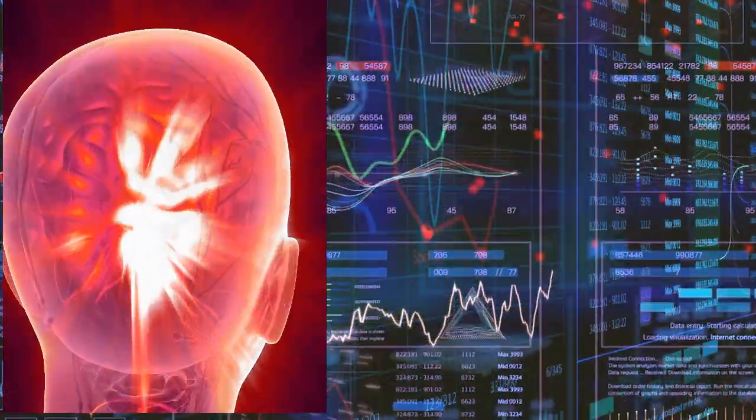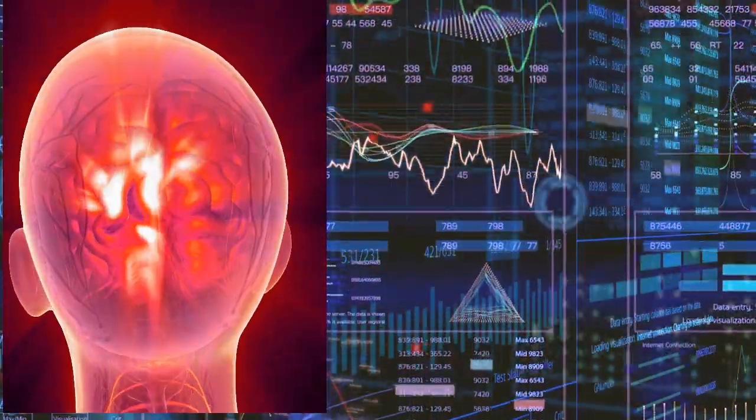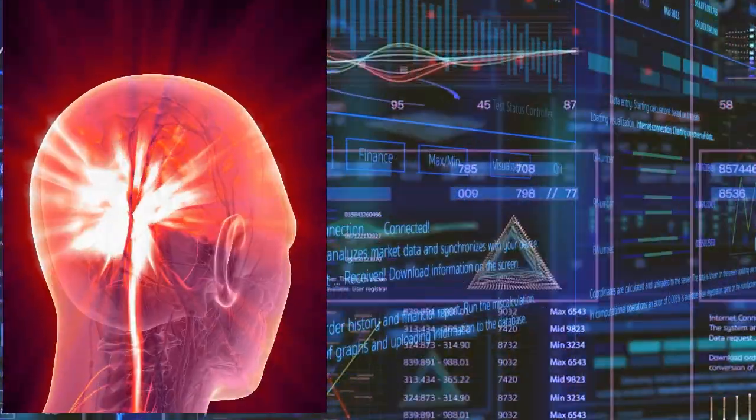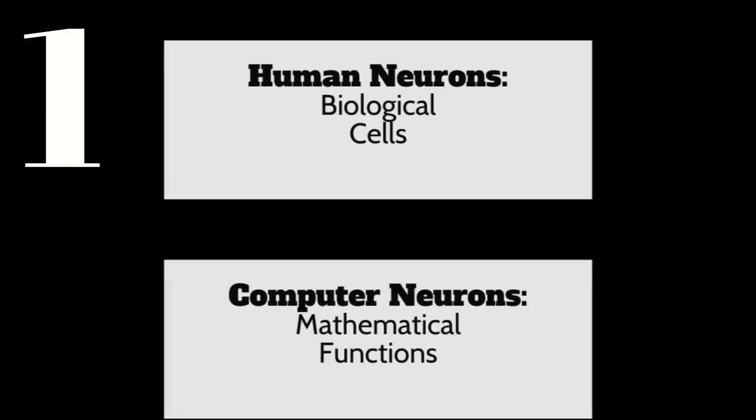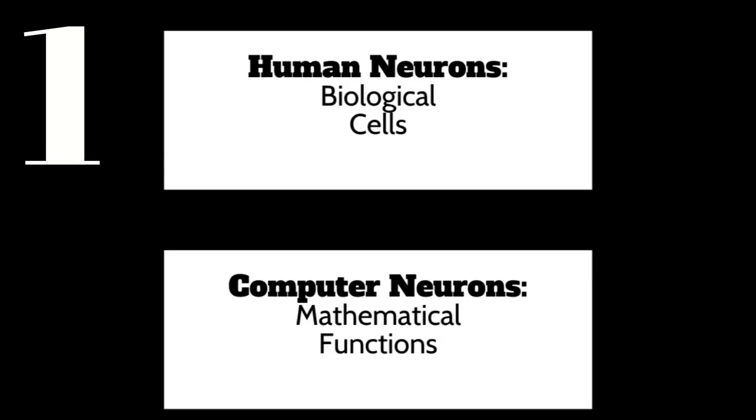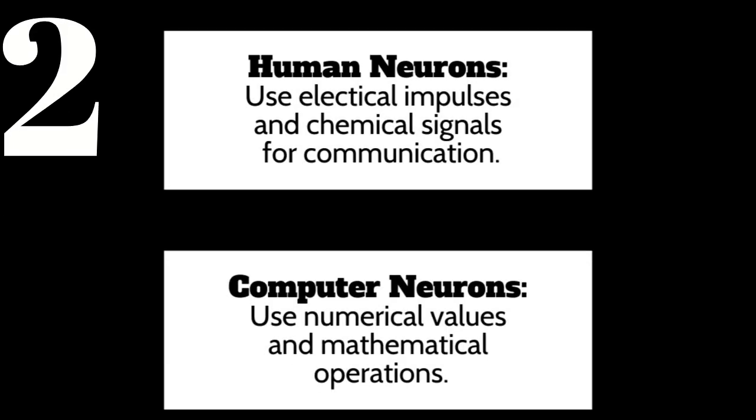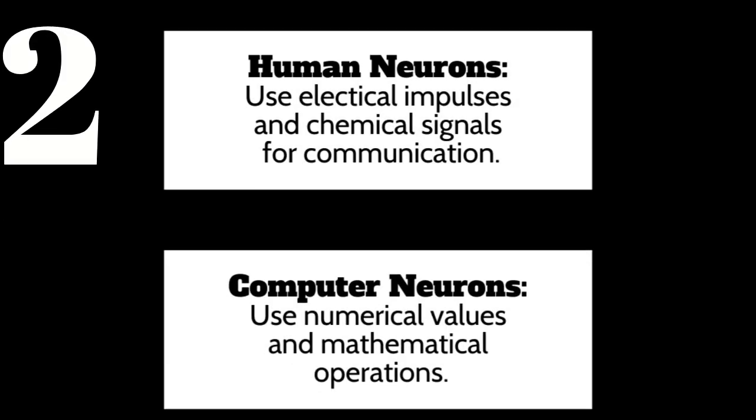Now that we have a basic understanding of both human and computer neurons, let's dive into the key differences between them. First, human neurons are biological cells, while computer neurons are mathematical functions. Second, human neurons use electrical impulses and chemical signals for communication, whereas computer neurons use numerical values and mathematical operations.